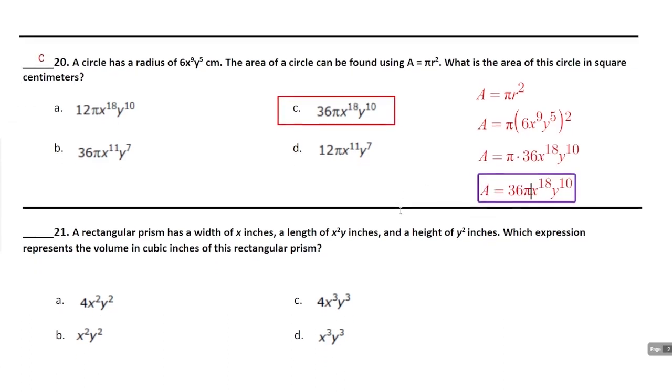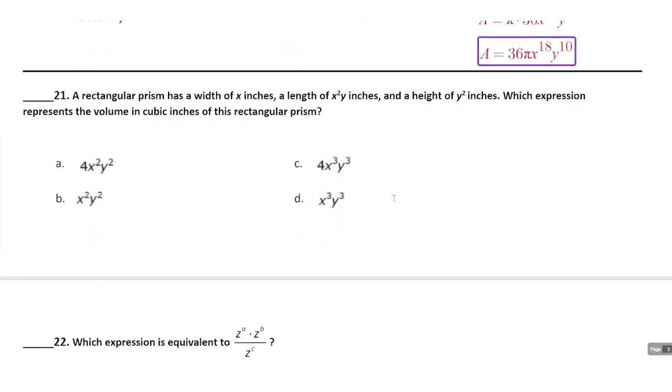All right, let's look at number 21. It says a rectangular prism has a width of x inches, a length of x squared y inches, and a height of y squared. Which expression represents the volume in cubic inches of this rectangular prism? So the volume of the rectangular prism is going to be the width times the length times the height. And so I'm going to replace all of those variables with the expression we're using to represent each one.